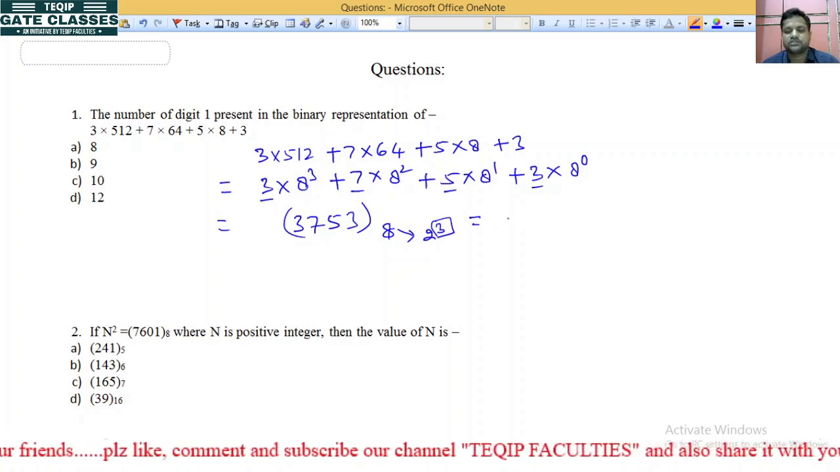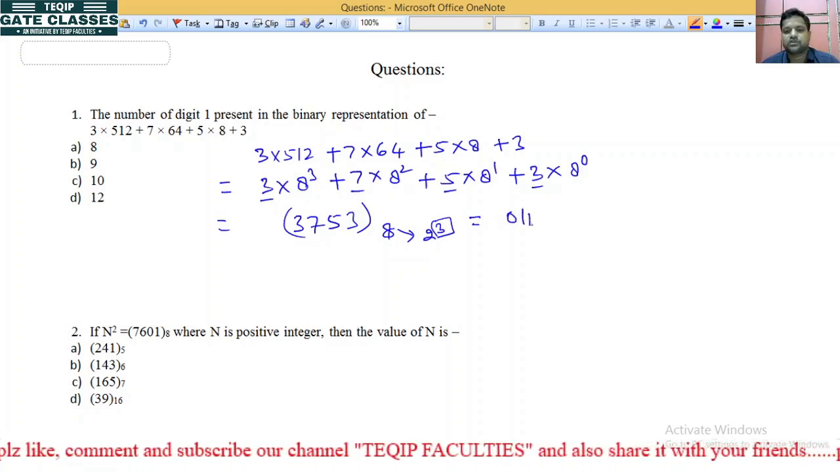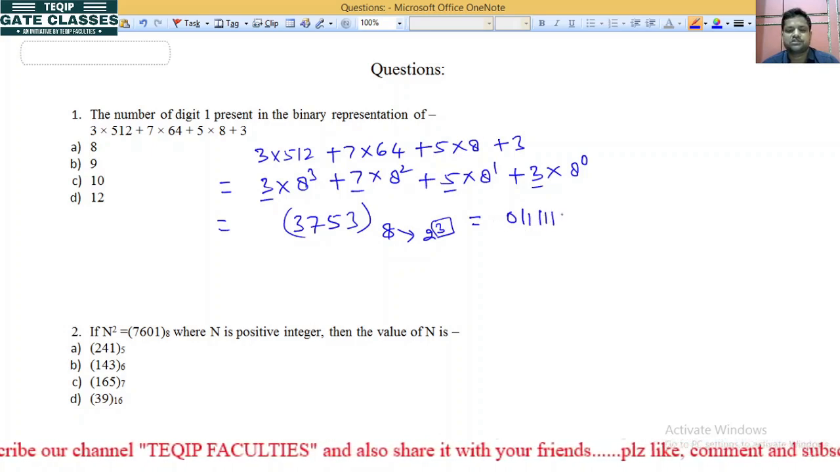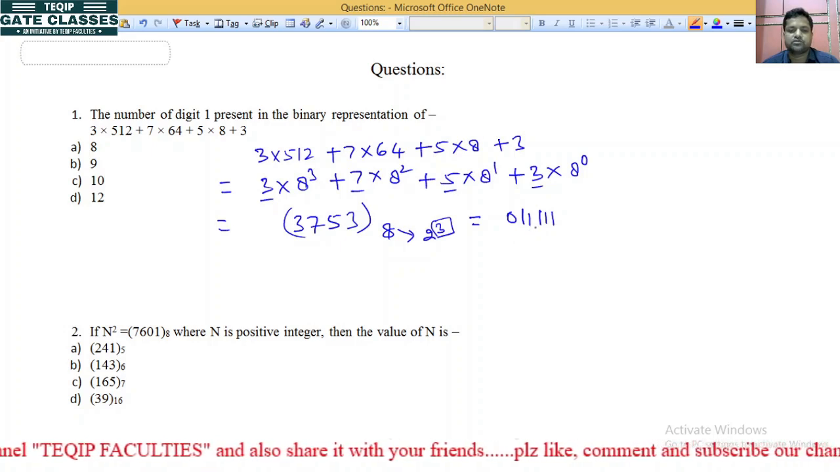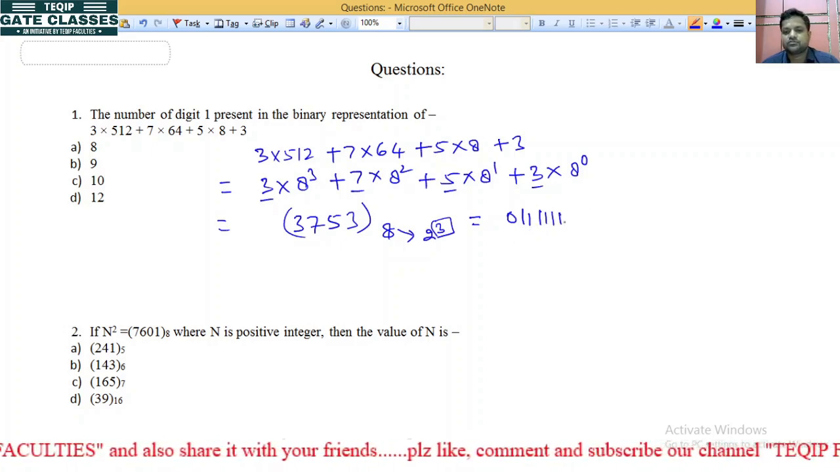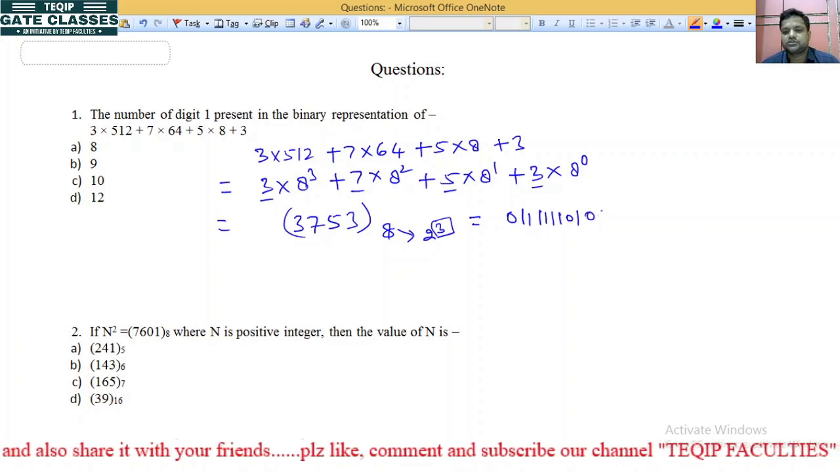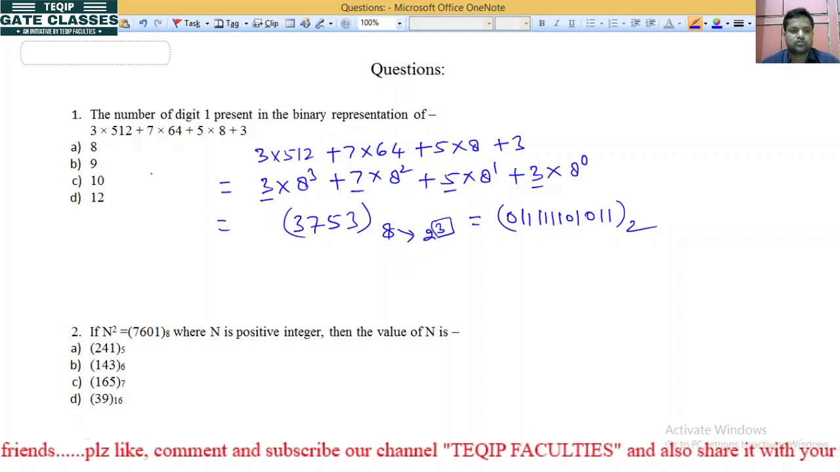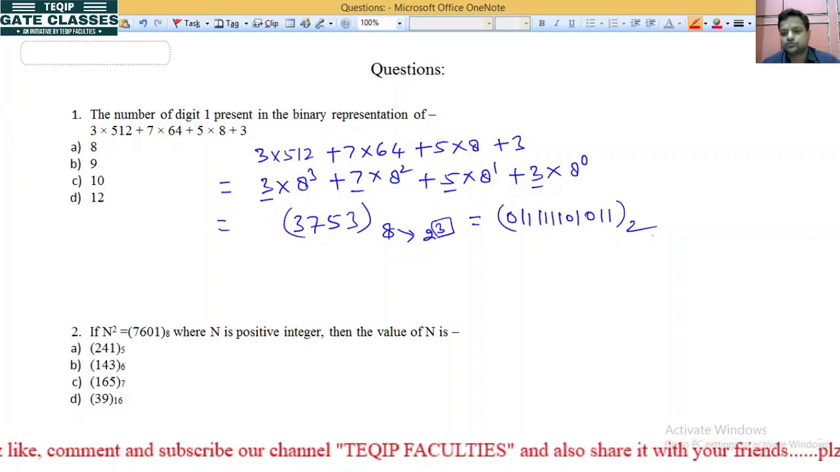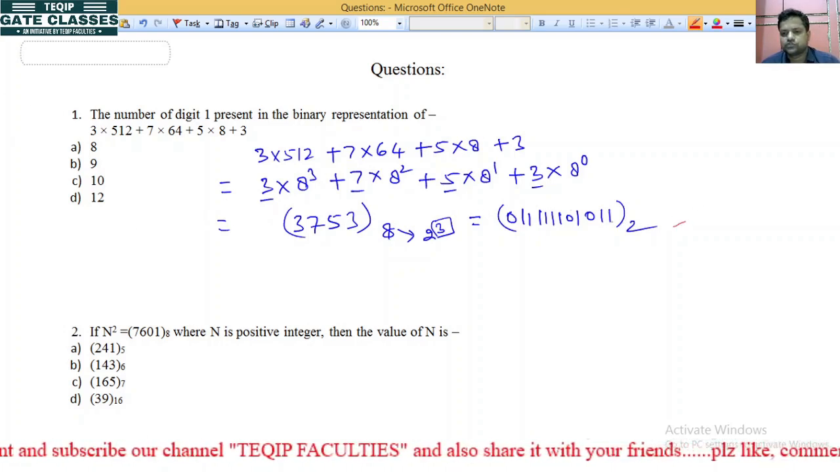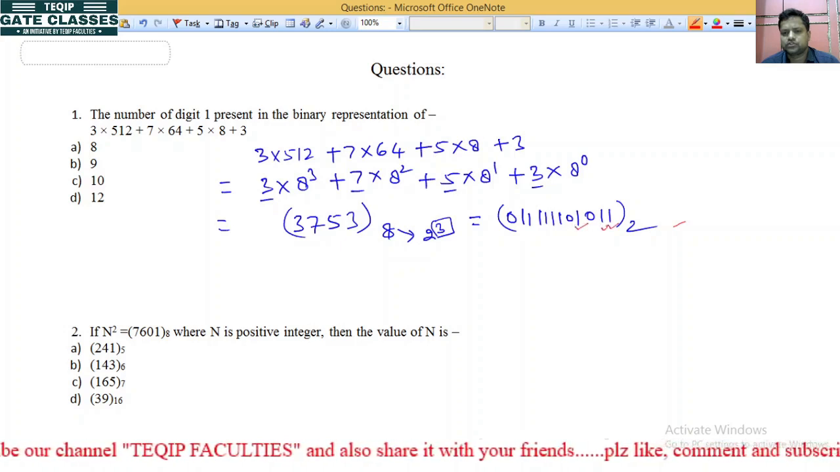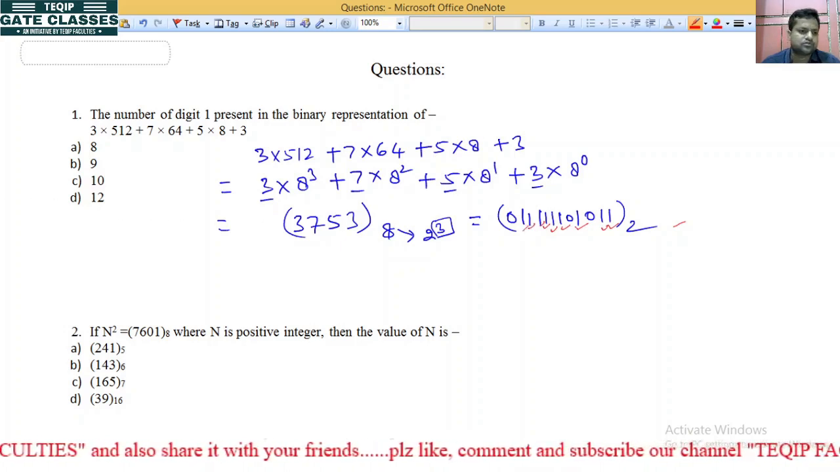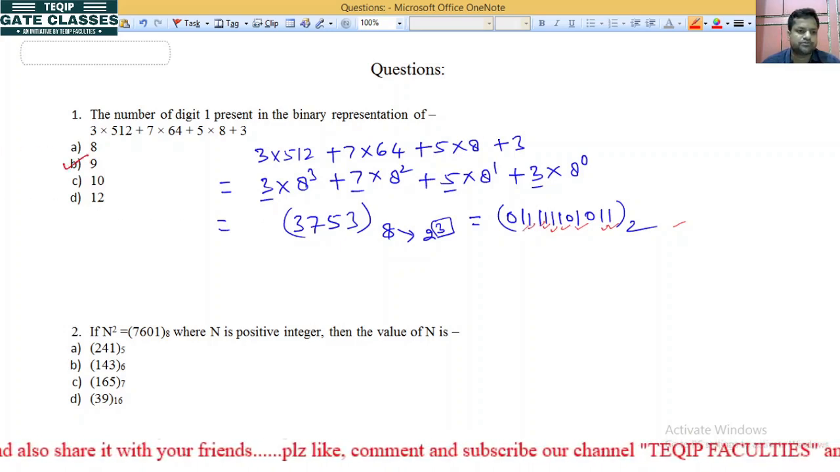What will be the binary representation for this? For 3 it is 011, for 7 it is 111. Already I have discussed all these things, so directly I am going to write. For 5 it is 101, for 3 it is 011. This will be the binary representation. So how many 1 bits are there? It is 1 2 3 4 5 6 7 8 9. Which option is correct? B option.